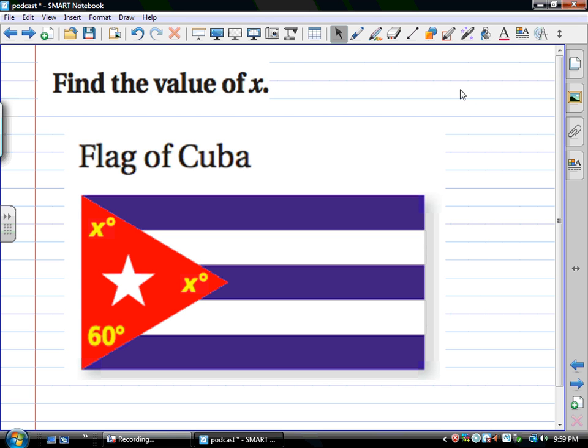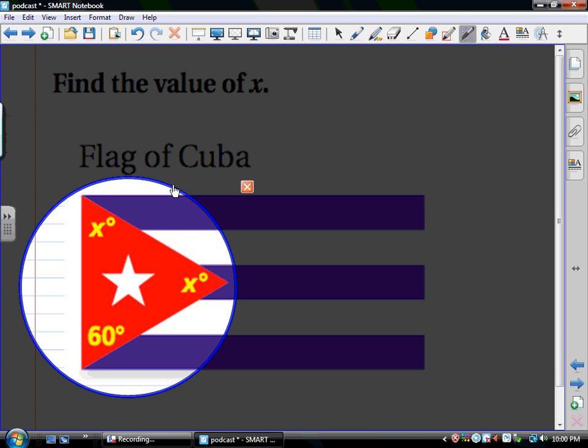Next problem, find the value of x. Well, I can work the problem two different ways. Here's the easiest way. I'm going to ask myself, what kind of triangle does this look like? Well, I'm thinking it doesn't look like a scalene triangle, because in scalene, all the sides are different. I'm thinking maybe isosceles, but I don't think so. I'm thinking it looks like an equilateral triangle where all three sides are equal.